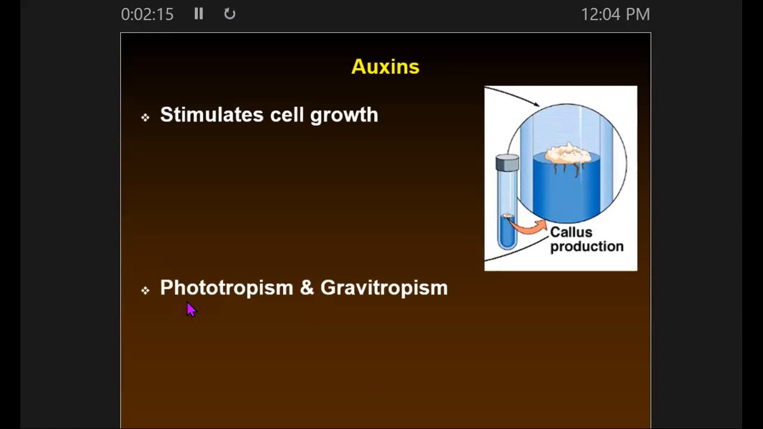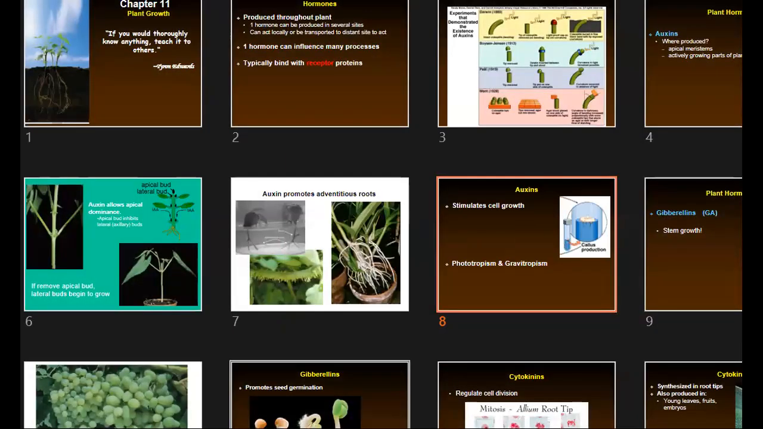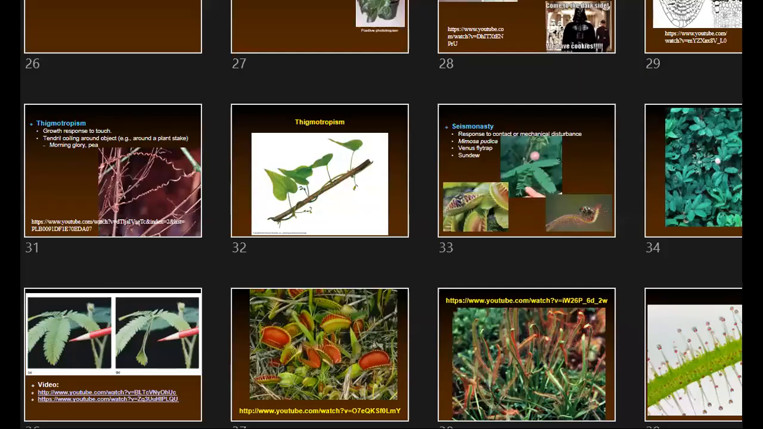Phototropism, this idea of the plants growing towards unidirectional light, like the light coming in from a window, that bending toward the light. Phototropism, auxins are really in play there. And I'll talk a little bit more about that, and gravitropism as well. So I'm going to come back to phototropism and gravitropism in a bit.